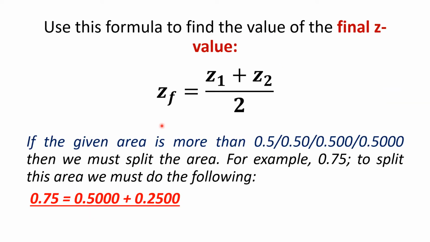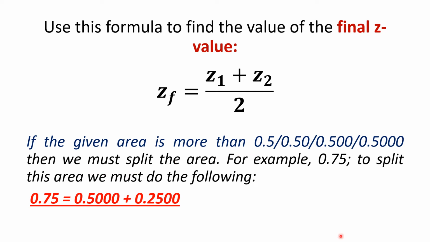So this is now the formula to use to find the final z-value. So z sub f is equal to z sub 1 plus z sub 2 divided by 2. And if the given area is more than 0.5, 0.50, 0.500, or 0.5000, then we must split the area.